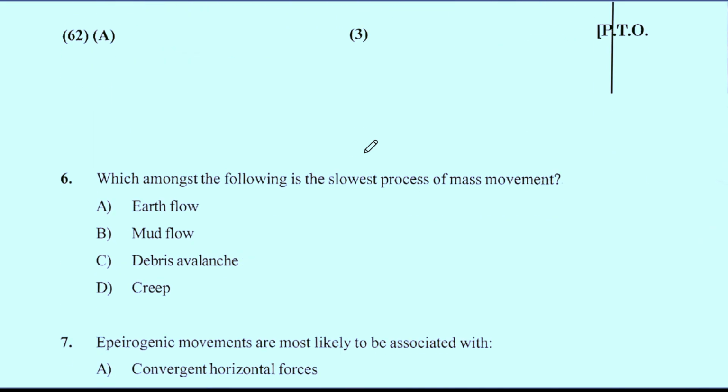Okay. Next question is, which among the following is the slowest process of mass movement? That is creep. Rest all are sudden movements.